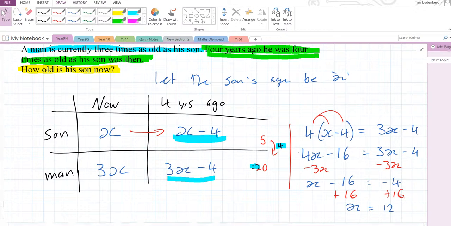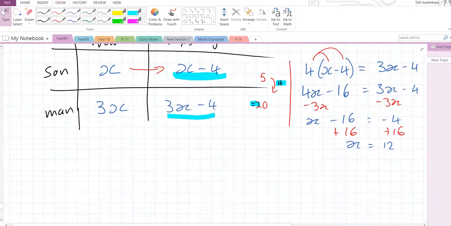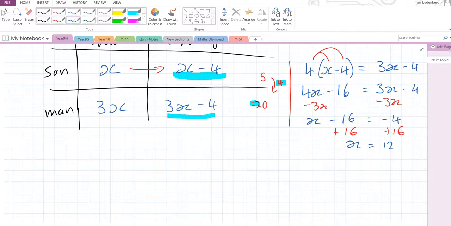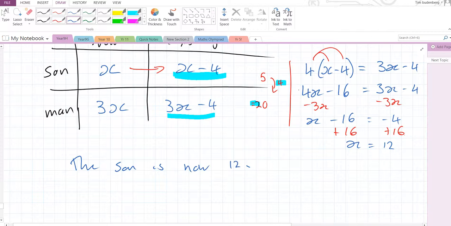Alright, beautiful, we found our x. But that's not the end of the problem. Remember, they asked how old is his son now? We let the son's age now be x. We found x, but we need to answer in a sentence. The son is now 12 years old.